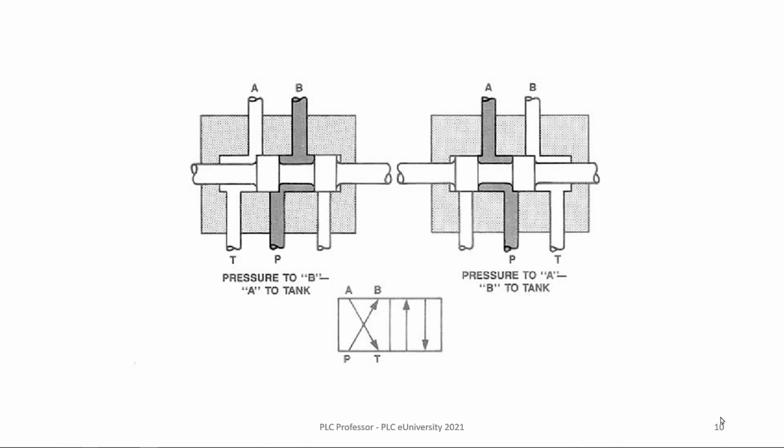So you can see the symbol on the left hand, pressure goes to B, and then as the piston moves, it pushes air into A and out T on the bottom, or exhaust. If you shift the spool the other way, now pressure is going into A, coming out B, and going to T or exhaust. That's a two-position valve.